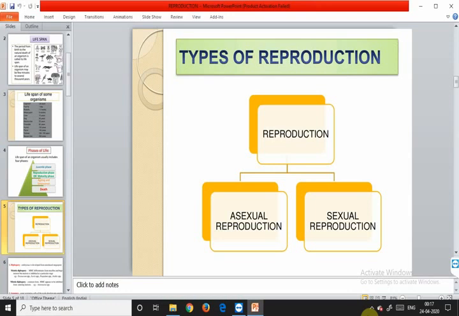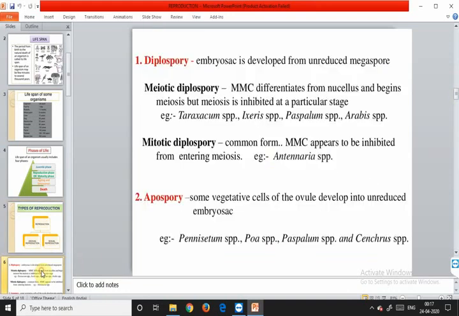Agamospermy is mainly of two types, diplospory and apospory. Let's discuss what diplospory is. Diplospory is a method in which the archesporium differentiates to form a megaspore mother cell. But this megaspore mother cell directly gives rise to an embryo sac without meiosis. This embryo sac is diploid, and a diploid embryo is formed without fertilization from the diploid egg of the embryo sac.